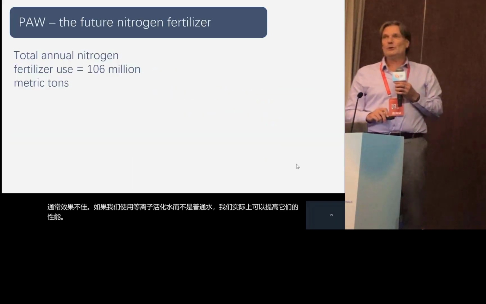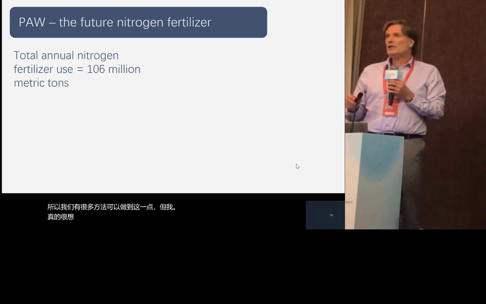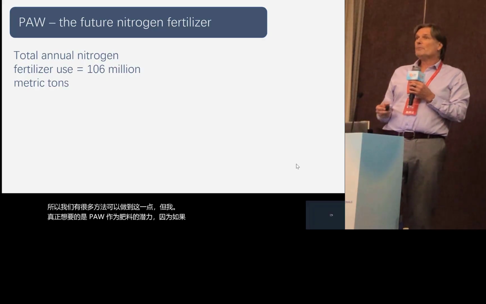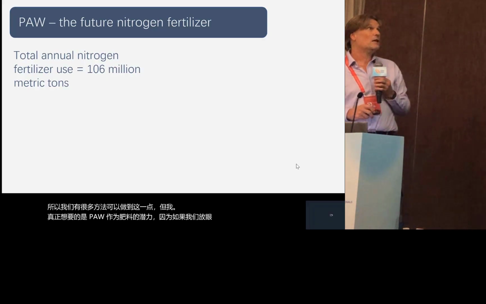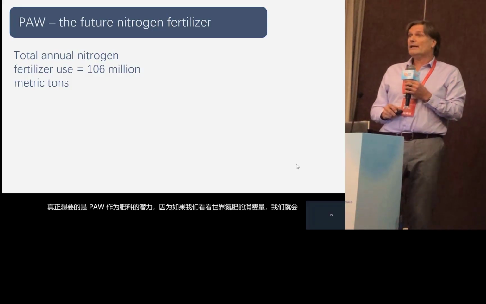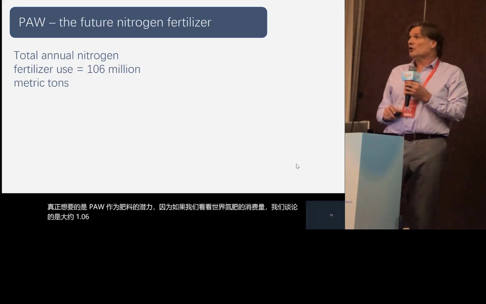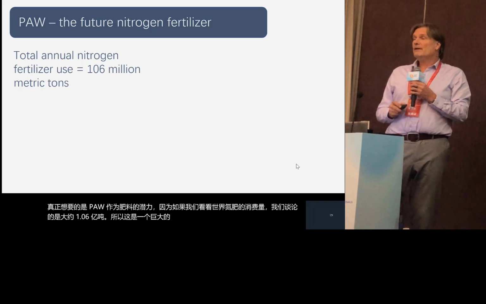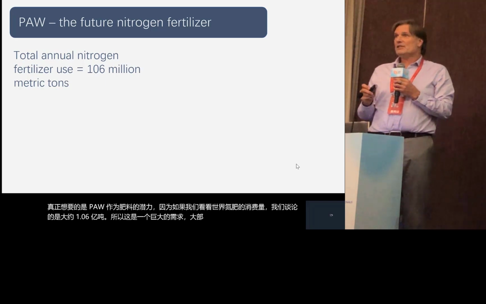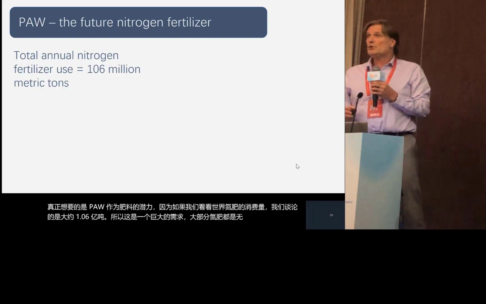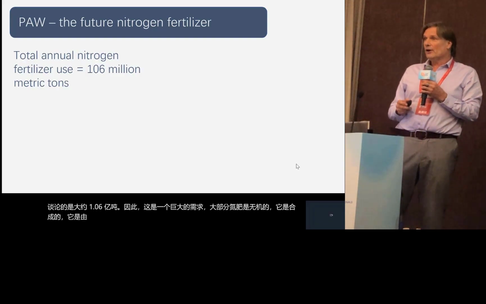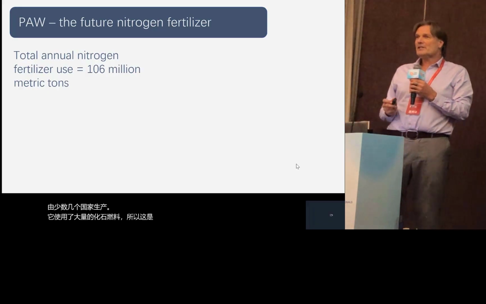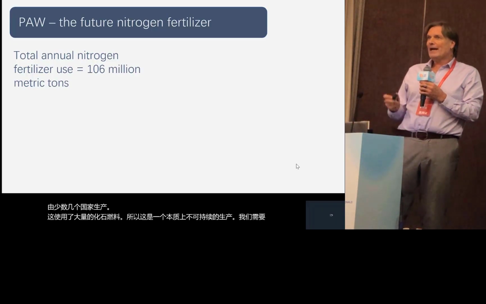So there's a lot of ways that we can do this, but what I really want to get to is the potential of PAW as a fertilizer, because if we look at the world consumption of nitrogen fertilizer, we're talking about something like 106 million tons. So this is a huge demand, and most of the nitrogen fertilizer is inorganic, it's synthetic, it's produced by a handful of countries that use a lot of fossil fuel. So this is a production that is inherently unsustainable. We need to change that, and we have a solution for that.